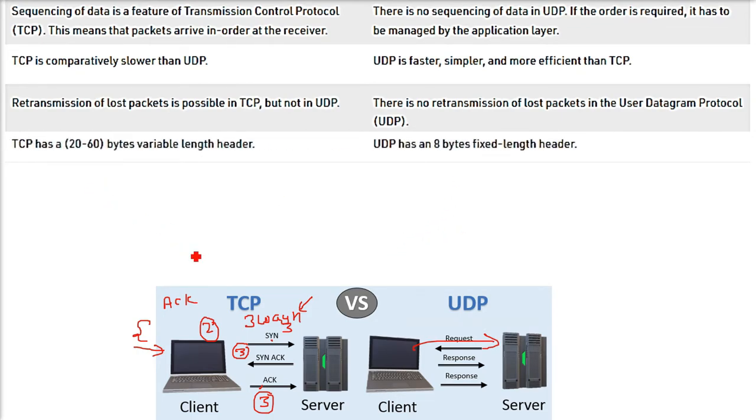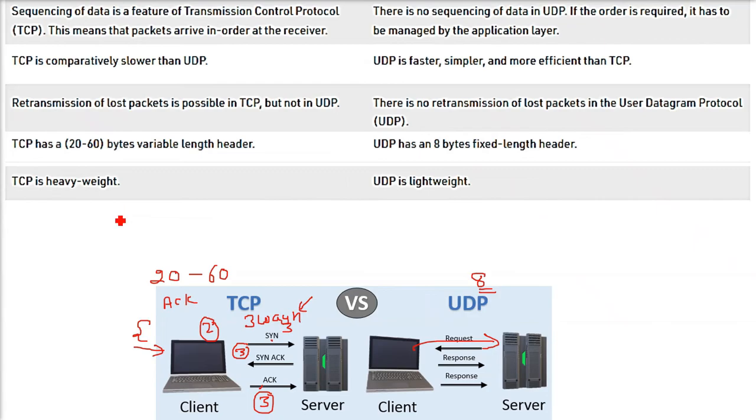As I just mentioned, TCP has a minimum of 20 byte header. It cannot be less than that, and a maximum of 60 bytes. But UDP has a fixed length header, that is 8 bytes. All of this discussion is because of the header size, the sequence number, and all the flow control, error control, etc.